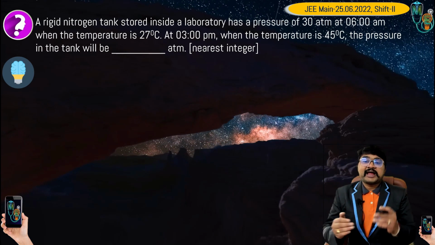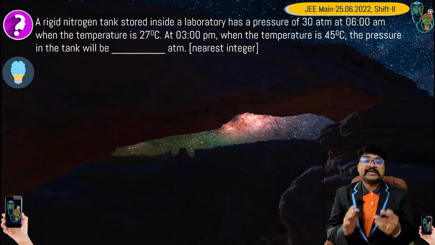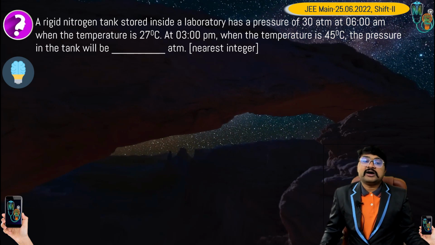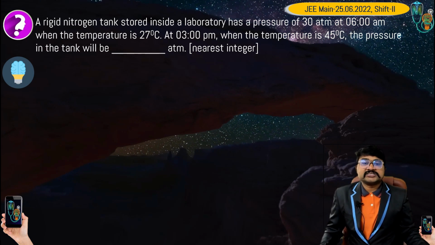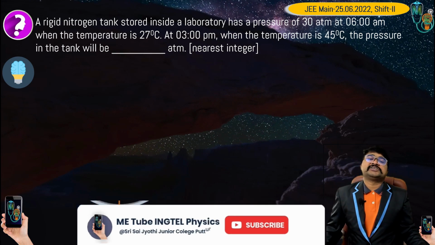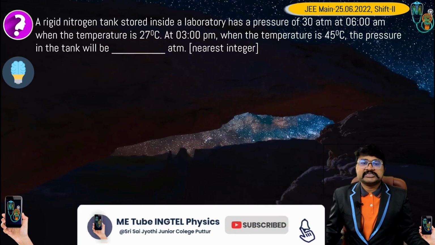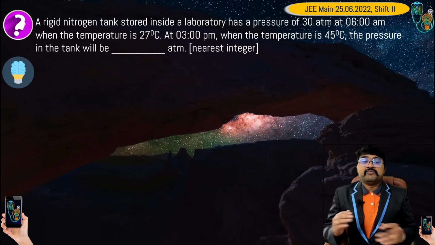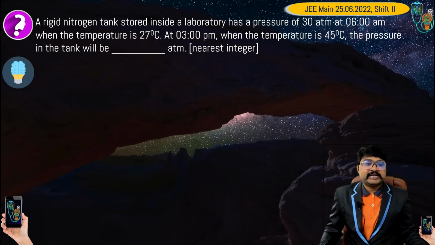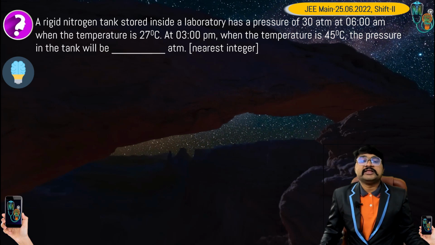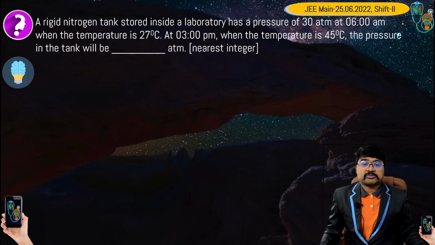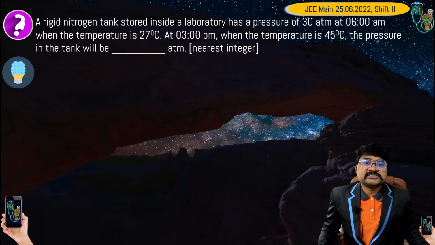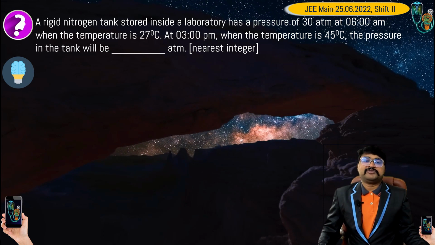A rigid nitrogen tank stored inside a laboratory has a pressure of 30 atmosphere at 6 a.m. when the temperature is 27 degrees centigrade, and at 3 p.m. when the temperature is 45 degrees centigrade, the pressure in the tank will be dash atmosphere, nearest integer. This question was given in JEE Mains 2022 shift 2.